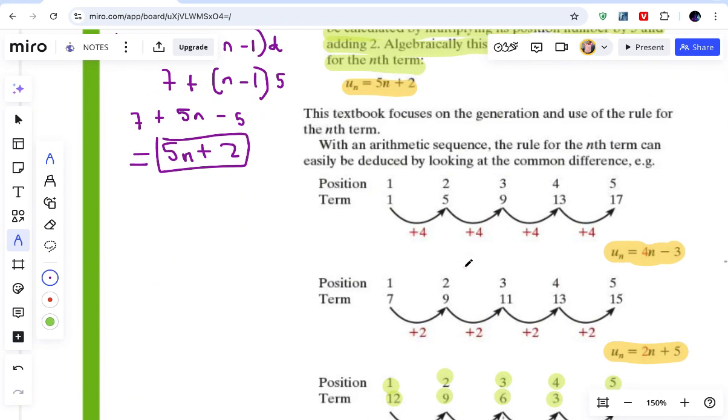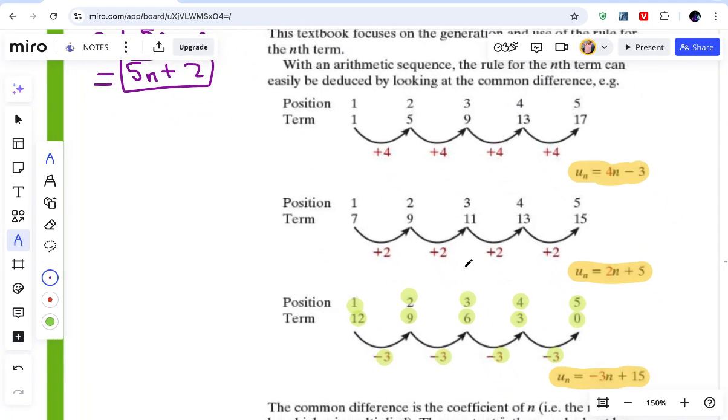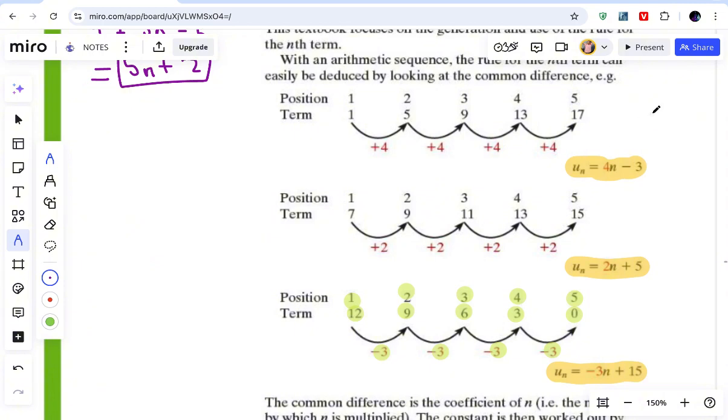That's it. Now let's take a look at another sequence. For this sequence, let's put the n here. We want to find the n term, from position, from the table.